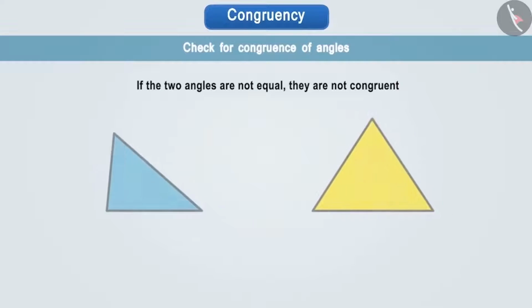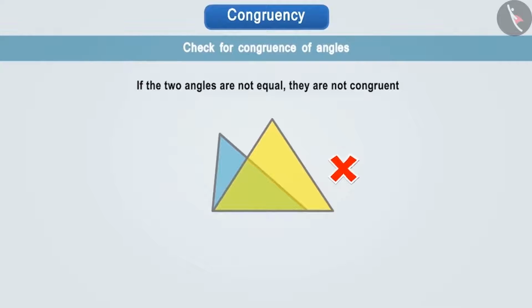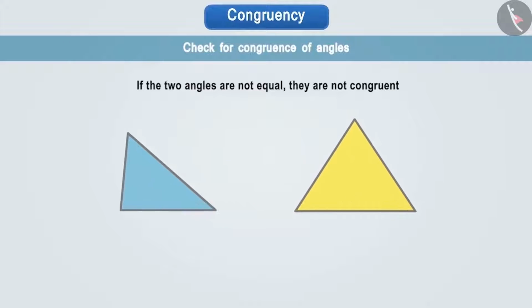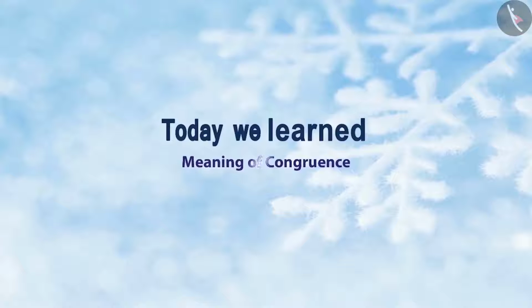If the two angles whose measurements are not equal, they cannot be placed one above the other in any way, so that the vertices and sides of one angle are exactly on the vertices and sides of the other. In such a situation, two angles cannot be congruent. In the next video, we will understand the congruence of triangles in detail. Today we learnt the meaning of congruence. In the next video, we will learn congruence of triangles.